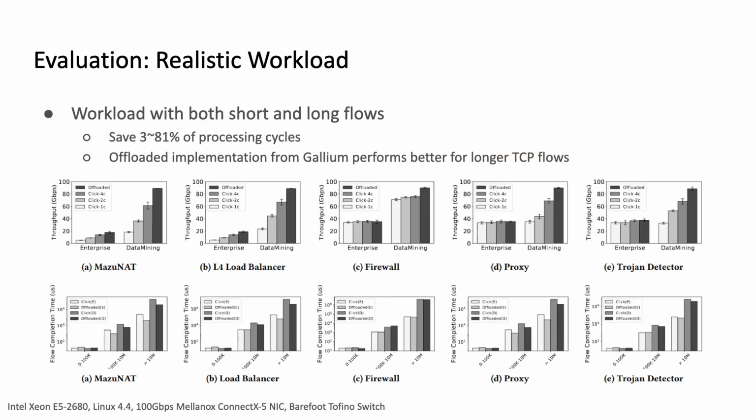We also evaluate the performance of the offloaded version under a more realistic workload. Here, we choose to use the enterprise and data mining workload from the Conga project. Both of these workloads consist of a mixture of short and long flows. We find that to achieve the same throughput, Gallium is able to save from 3 to 81% of processing cycles. We also find that Gallium's offloaded version will perform better for workloads with longer TCP flows. This is because when processing packets in the longer TCP flows, more packets can be processed by the fast path, therefore bypassing the middlebox server.